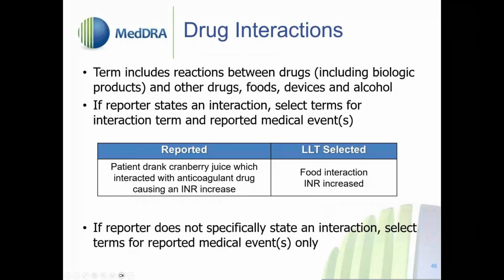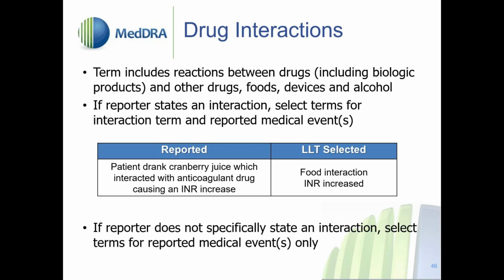Interactions are tricky. Interactions are a little bit challenging because if you have a possible interaction, it could be between drugs and other drugs, between drugs and food, drugs and devices, drugs and alcohol. In the PTC guidelines, they tell you that to select an LLT that tells you an interaction happened, you do need the reporter to specifically tell you. So you need that information from the reporter. It's really hard to assume when an interaction happened and when an interaction didn't happen. So in our example, the patient drank cranberry juice.